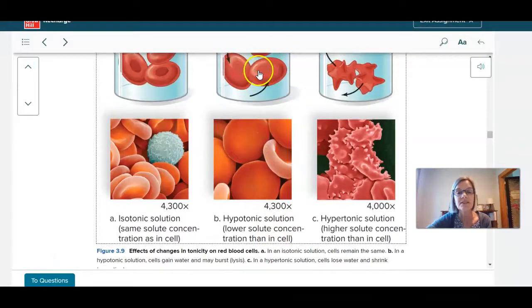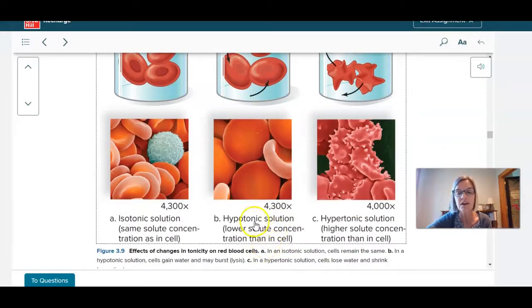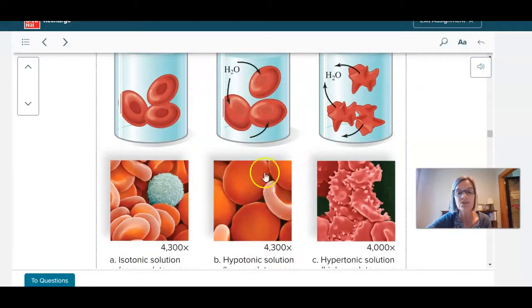If I put red blood cells in a hypotonic solution, it says lower solute concentration. So, for example, I could take red blood cells and put them in pure water. And hypotonic means there's a lower concentration of solute, there's a lower concentration of salt outside of the cell than inside of the cell. Now remember I said if there's a low concentration of salt, there's a high concentration of water. Osmosis says water moves from high concentration to low, so water will move into cells when there's a hypotonic solution. And what's going to happen? Those cells are going to swell up, and they actually could even burst.